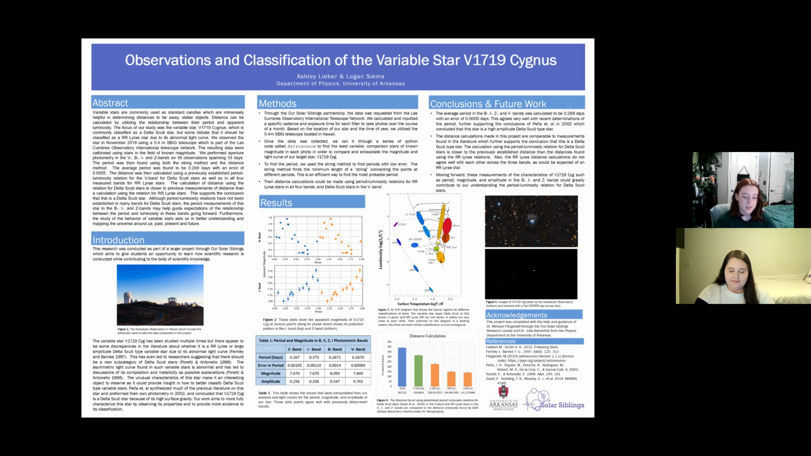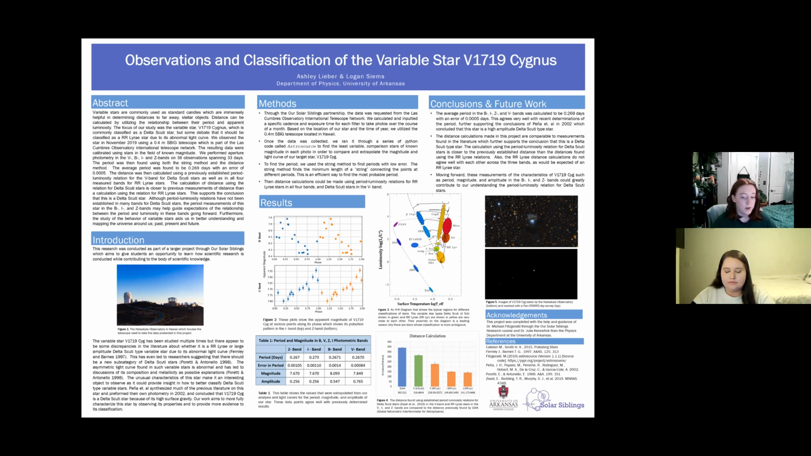This data in Table 1, specifically the period and magnitude, was then used with the period luminosity relation that I mentioned earlier to make a distance calculation. These calculations are shown in Figure 4, with calculations being done for each relation that we have. They're different not only for the type of star, but also for the band that the period was found in.